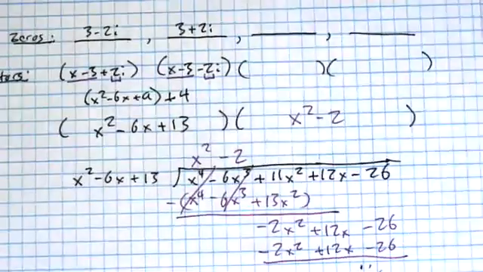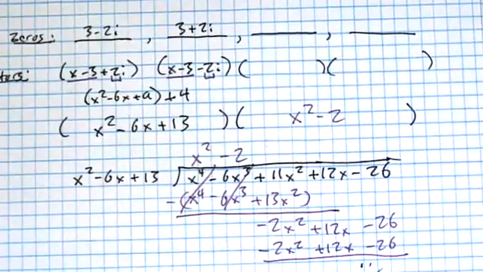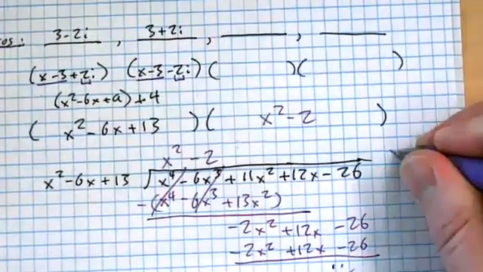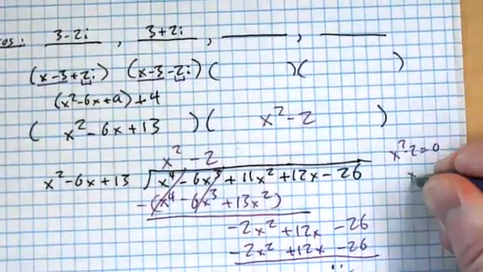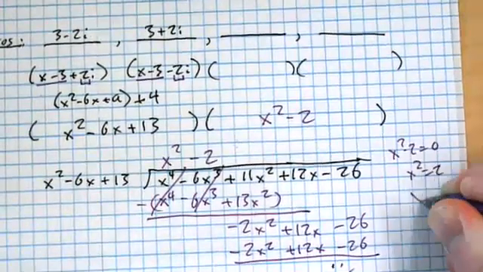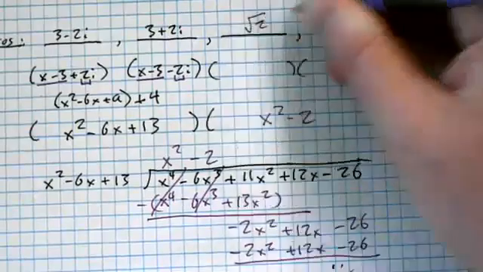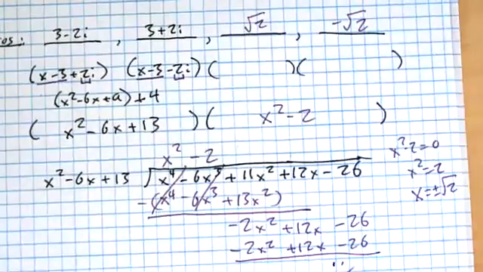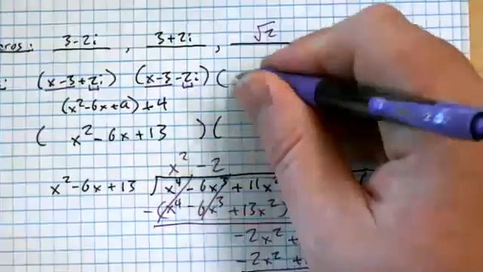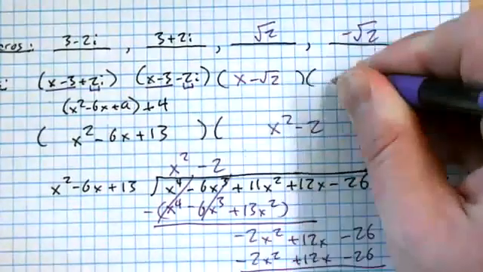We'll use that to get our last 2 zeros. We'll set that equal to 0 and solve it. X squared minus 2 equals 0, so x squared equals 2. Take a square root on both sides. X equals plus or minus root 2. So I got root 2 and negative root 2 for my last 2 zeros. And those linear factors would be x minus root 2 and x plus root 2.